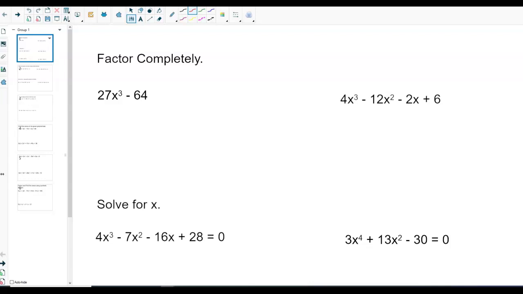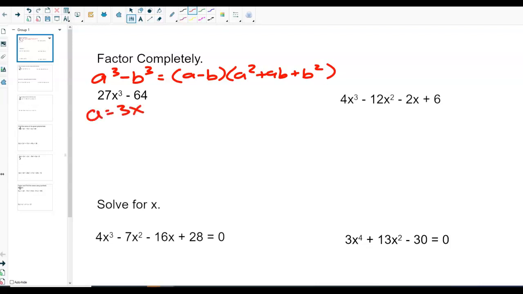So with the difference of two cubes, I'm going back to this formula, and I said this would be revisited on this test. The cube root of 27x cubed is 3x, which means my a is 3x. My b cubed is 64, which means my b is 4. It's not 8, it's 4. And now I'm just plugging the a and the b in.